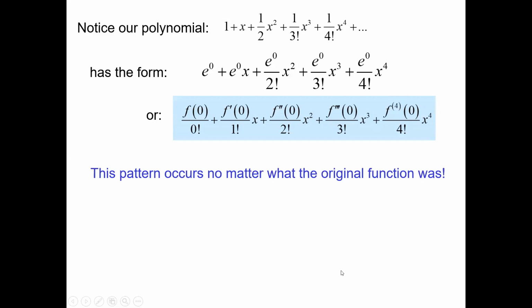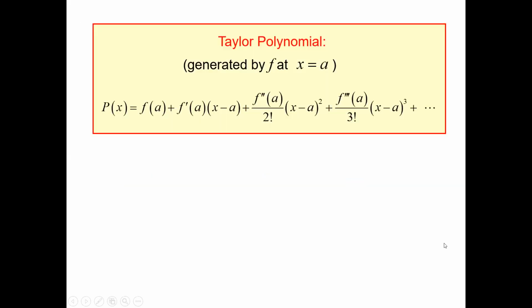More generally, we could write it this way. So this is really what you want to highlight in your notes. This could also be written as f of 0 over 0 factorial, if we want to be thorough. 0 factorial by definition is 1, plus f prime of 0 over 1 factorial times x, plus f double prime of 0 over 2 factorial times x squared, plus f triple prime of 0 over 3 factorial times x cubed. And we could carry this on as many terms as we'd need to. So this is called the Taylor polynomial.